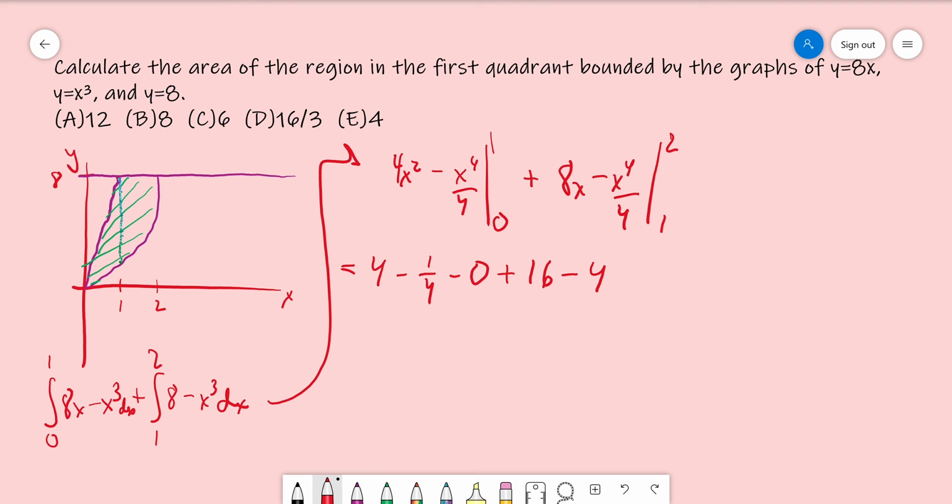And then we're going to plug in a 1. It's going to be minus 8 times 1 is 8, minus 1/4.